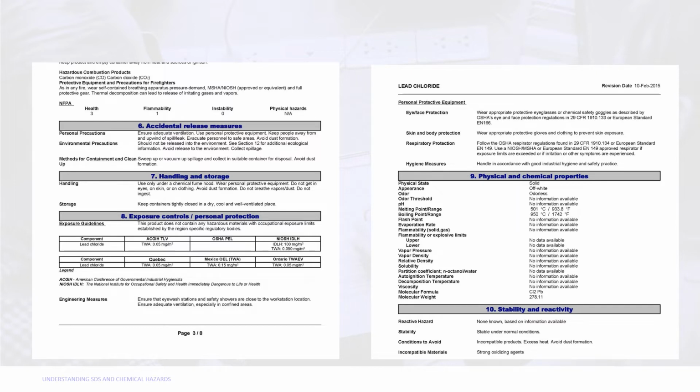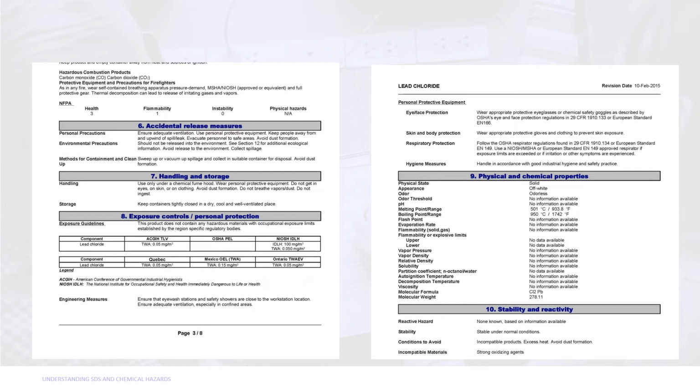Section 8 tells us about exposure control and required personal protective equipment. For lead chloride, we can see exposure limits from a number of agencies. We can see that NIOSH, which is the National Institute for Occupational Safety and Health, sets exposure limits for us. We can see that they indicate the IDLH, which is the immediately dangerous to life and health exposure limit, of 100 micrograms per cubic meter.